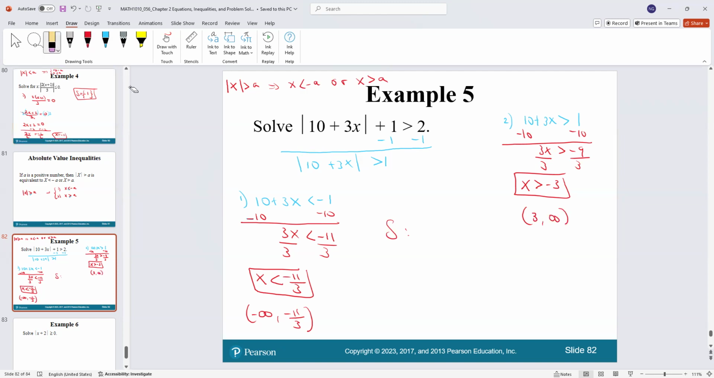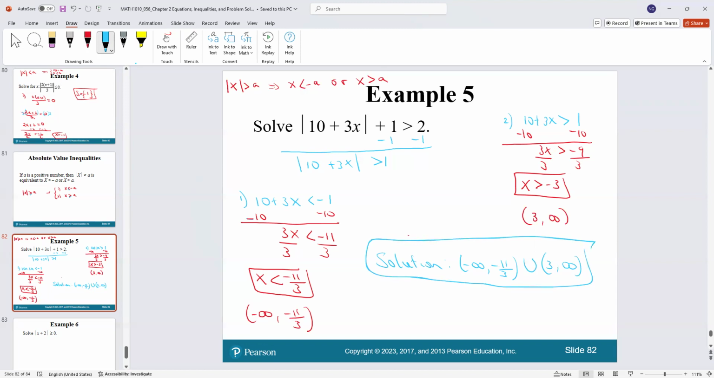So in terms of solution set, we can write our solutions in interval notation. We can say negative infinity to negative 11 over 3, union 3 to infinity, because we're dealing with a union of sets. So it's like we do a compound inequality containing "or", a compound absolute value inequality. All right, so we can call it this way as well.